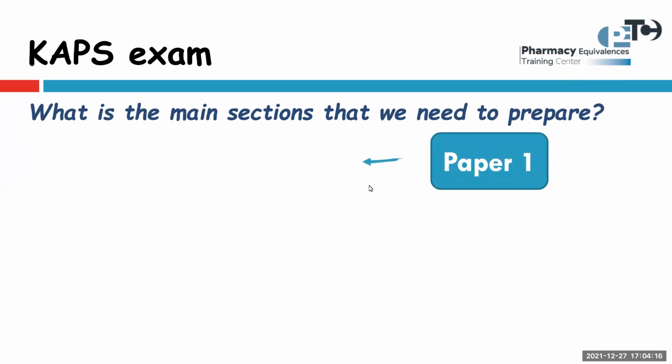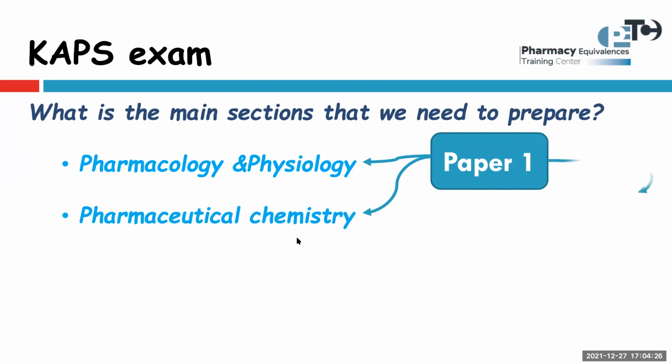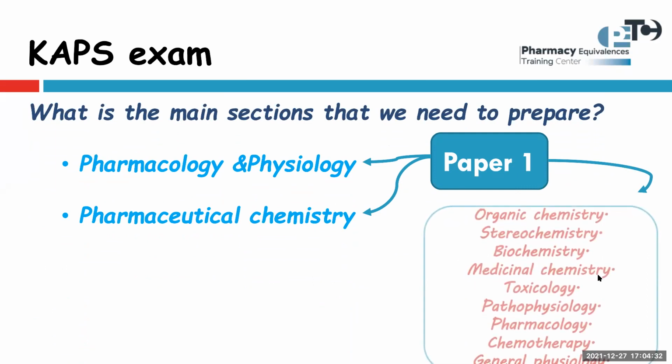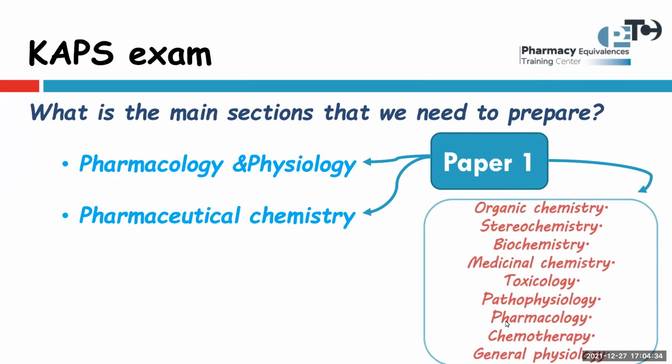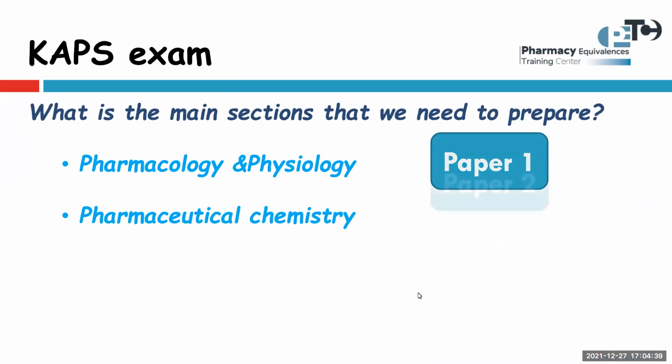Paper number 1 has 2 main topics. The first topic is pharmacology and physiology. The second topic is pharmaceutical chemistry. Under these 2 topics, there are many subtopics like organic chemistry, stereochemistry, biochemistry, medicinal chemistry and toxicology, pathophysiology, pharmacology, chemotherapy, and so on.